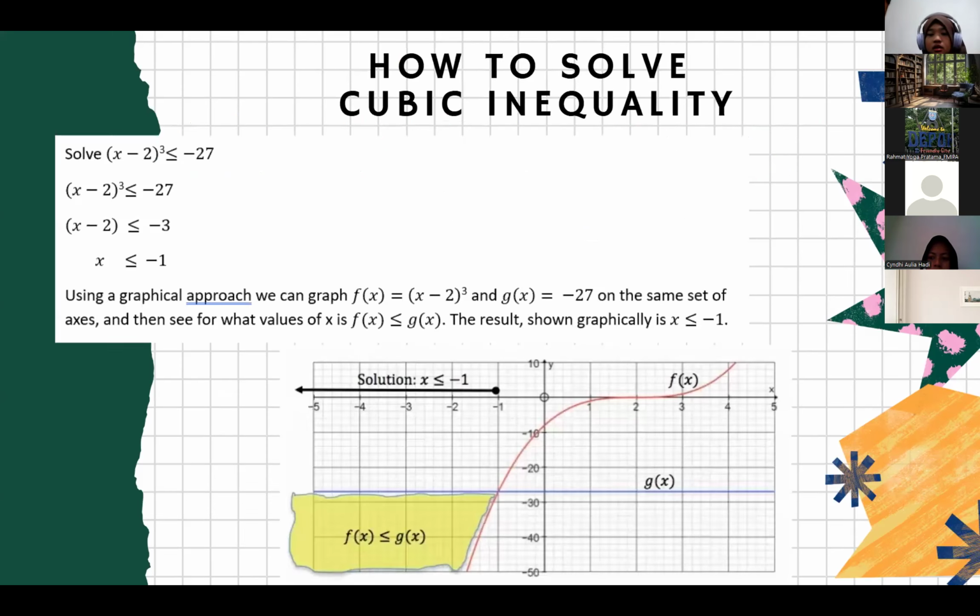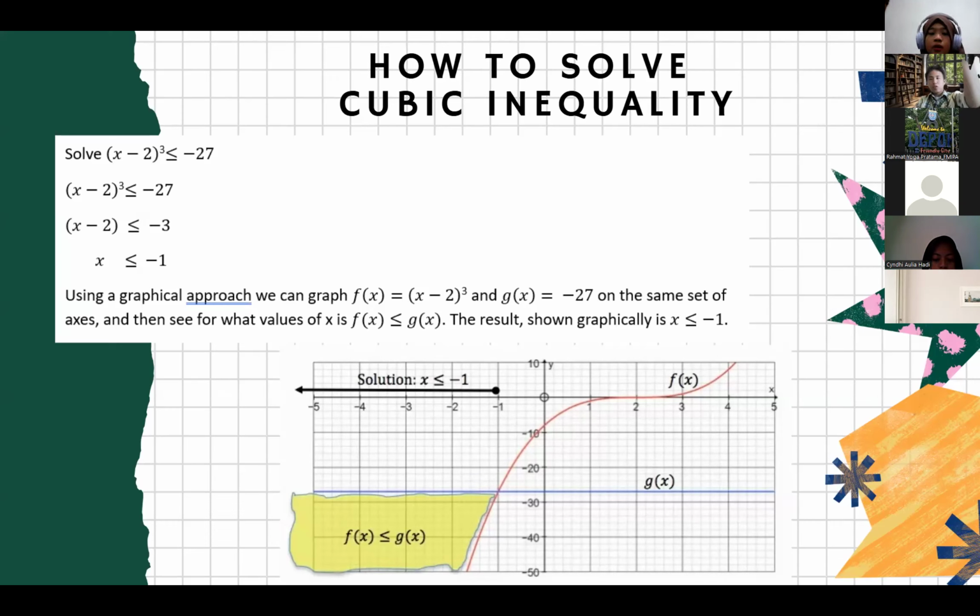Okay, here is an example of cubic inequality. So we have to solve open brackets 2 subtracted from x close bracket to the power of 3, or cubed, is less than or equal to negative 27. So we take the cube root of both the right and the left side. So we get 2 subtracted from x is less than or equal to negative 3. So we get x is greater than or equal to 5.